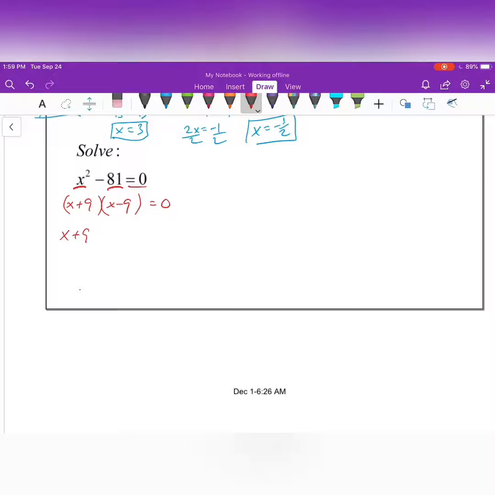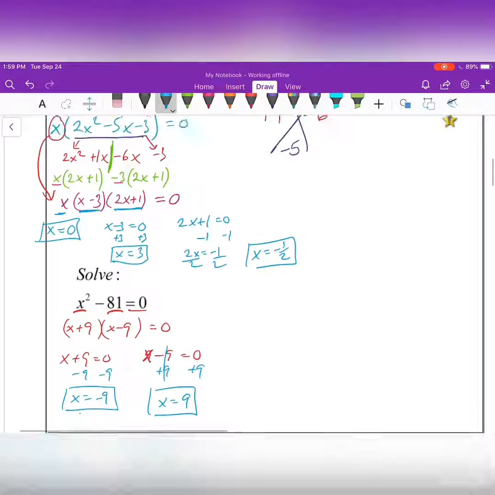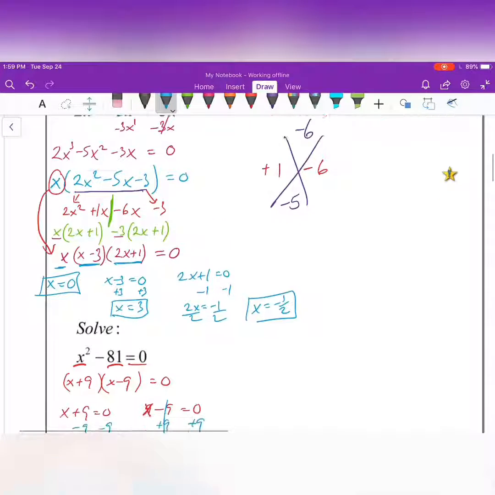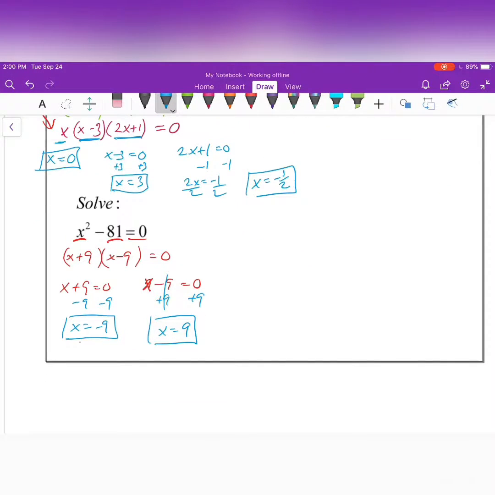So it's factored. Now you set each of these pieces, x plus 9 and x minus 9, equal to 0 and solve. So we had to subtract 9 on both sides here. So x equals negative 9. And add 9 on both sides here. So x equals 9. And that one's solved. That one's pretty quick. The first one we had to do a GCF first and then x box. This one didn't have a GCF. It went straight to difference of perfect squares.